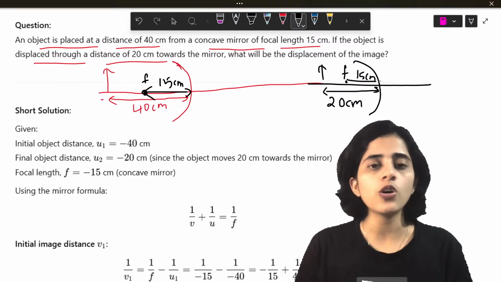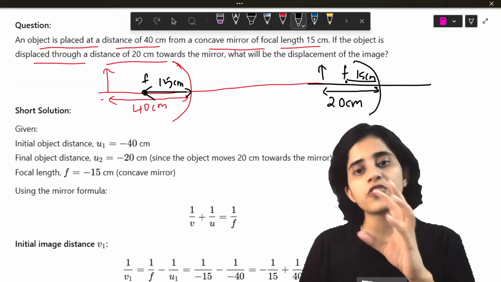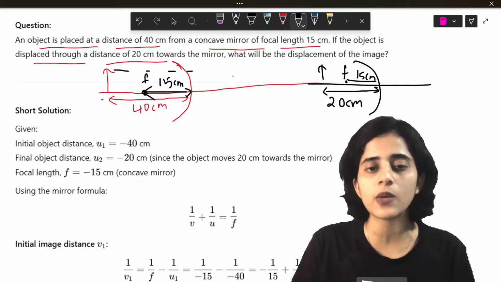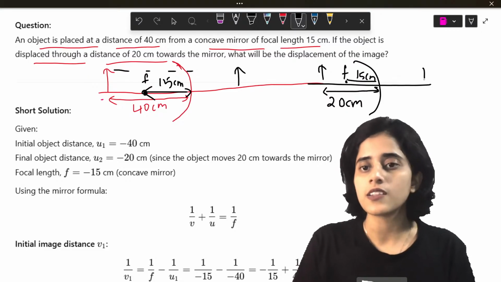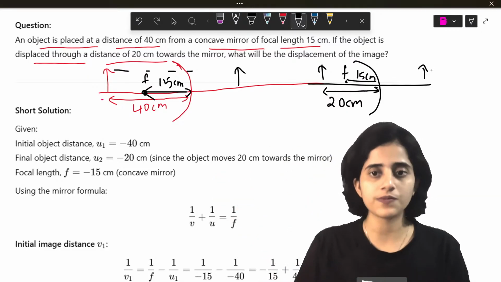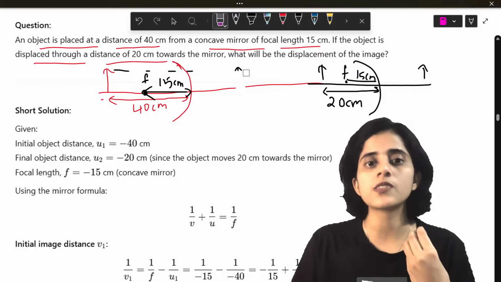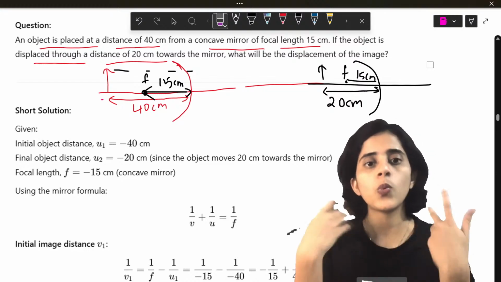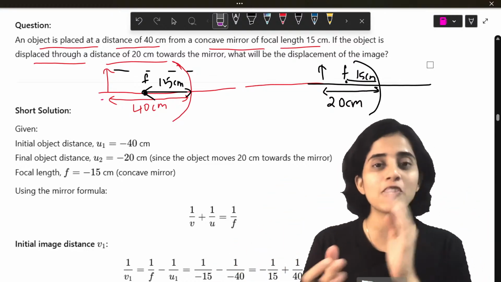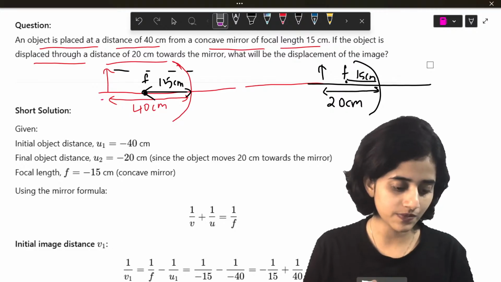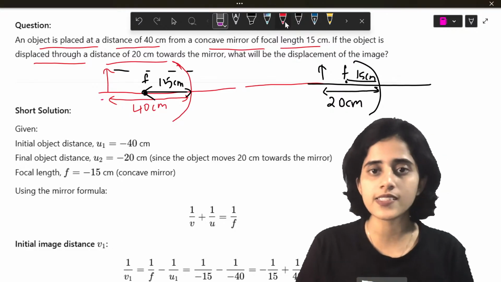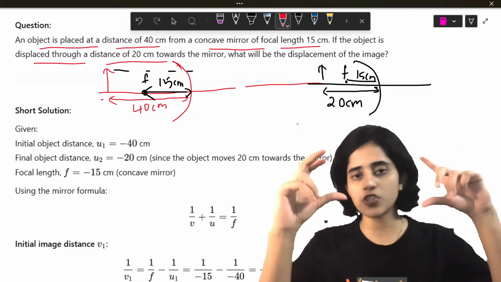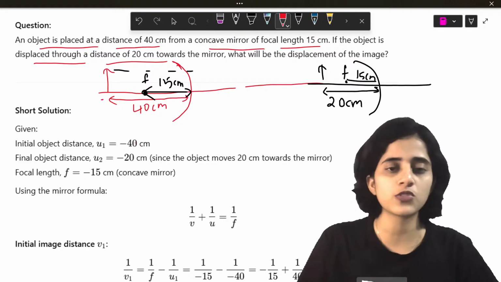So, what will be the displacement of the image? That is the question. In both the cases, there will be rays coming and there will be image formed. So, the question is, because the object moved 20 centimeter close to the mirror, where did the image go? Question is clear to everybody? Those who want to take a screenshot can quickly take a screenshot. I'll just solve it now.